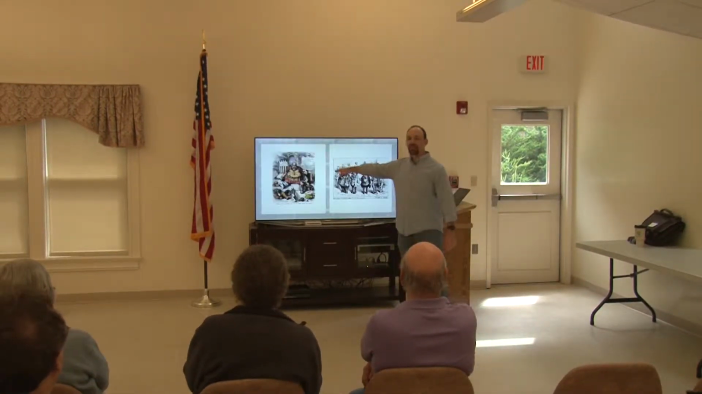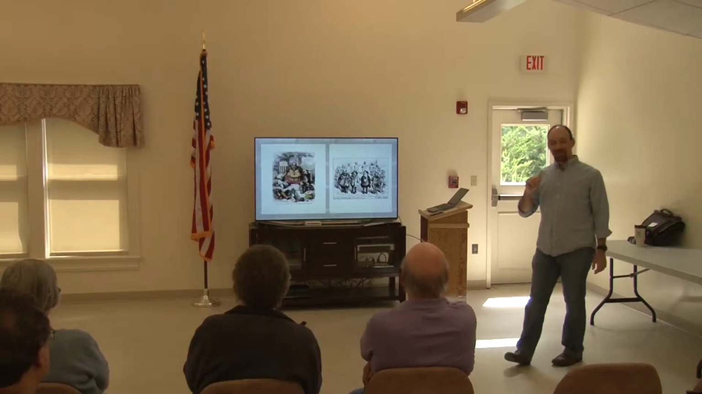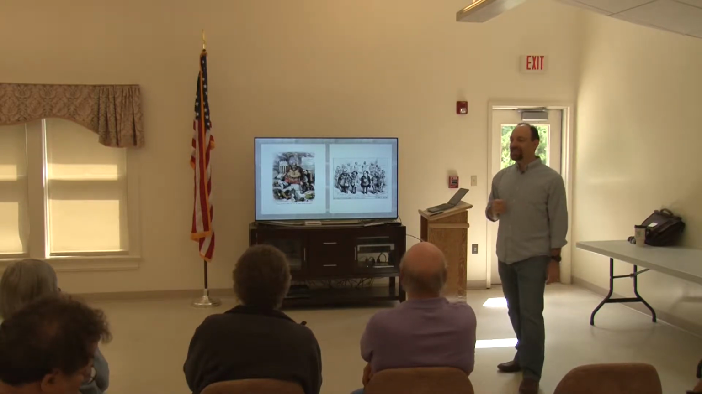or as a Roman emperor, or the Tweed ring, pointing accusations around in the circle. Where'd the people's money go? Well, he took it. Oh, she took it. No, she took it. No, she took it. All the way down the line. That starts to illustrate the corruption of Tweed and Tammany Hall.